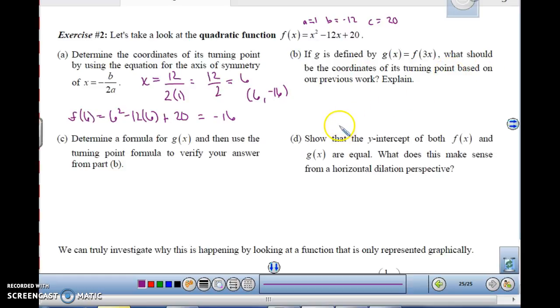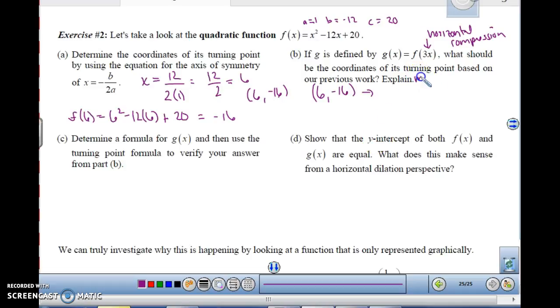Okay, now what we just did, remember, if it's f of 3x, is this going to be a horizontal compression or a horizontal stretch? Well, if it's 3x, it's going to be a horizontal compression. So what are we going to do with the coordinates? Well, what happens to the coordinates? We're starting with (6, negative 16). And we said the y-coordinate is going to stay the same. The x-coordinate is going to be multiplied by what?